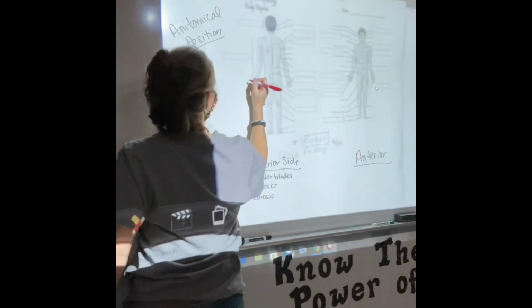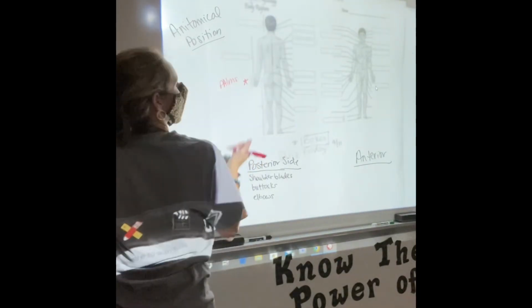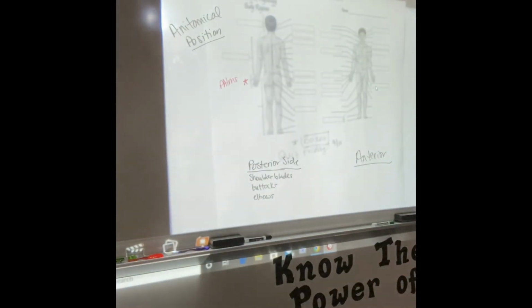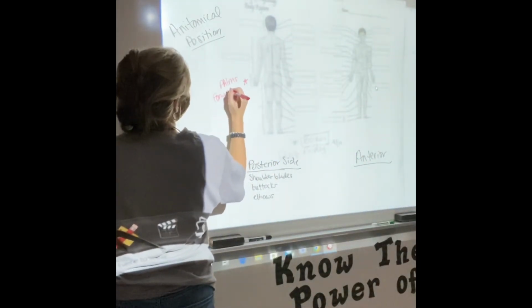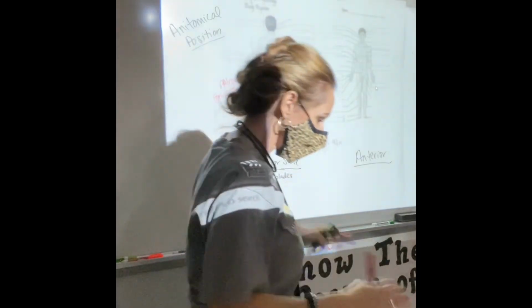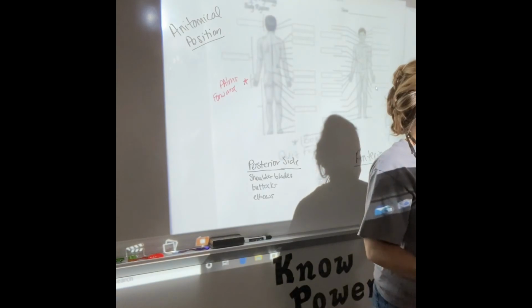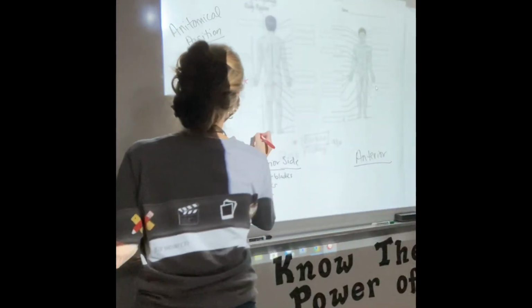What's that key thing about the palms of the hands? Which position? When you're looking at the anterior and the posterior side, which side are the palms on? Anterior. Good. So the palms are facing forward. Are the feet, toes pointed out or inward, or are they straight? Straight. So feet are straight.